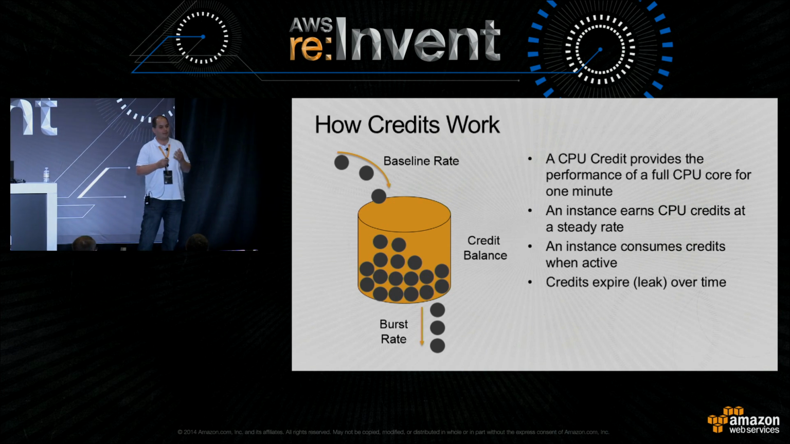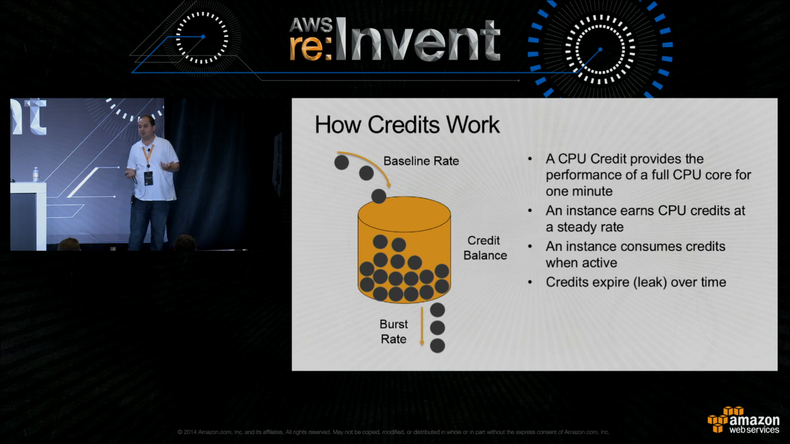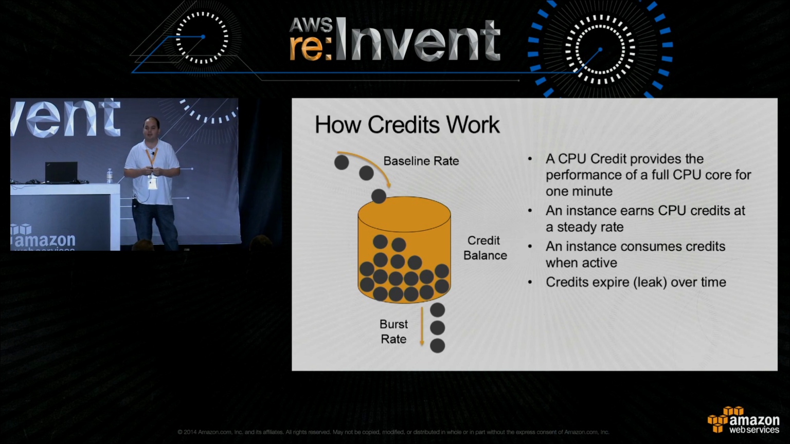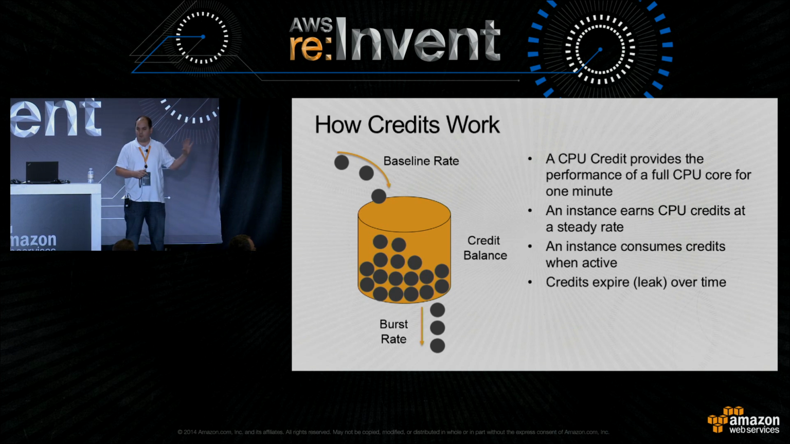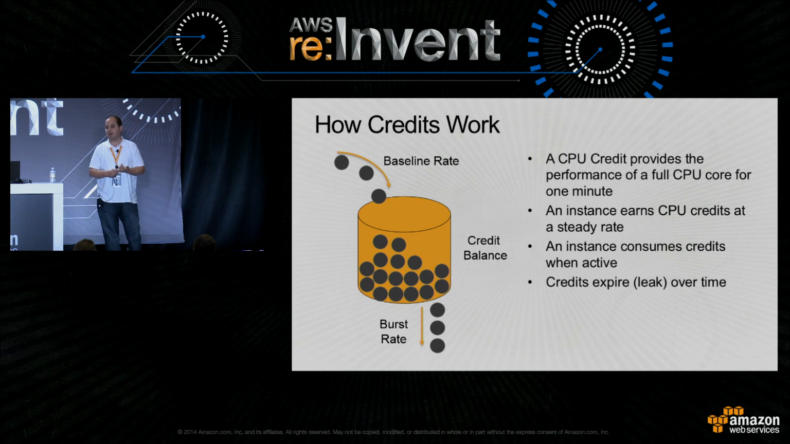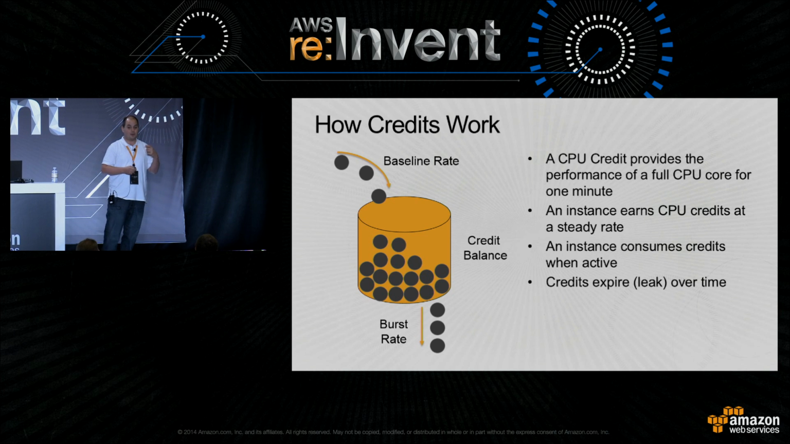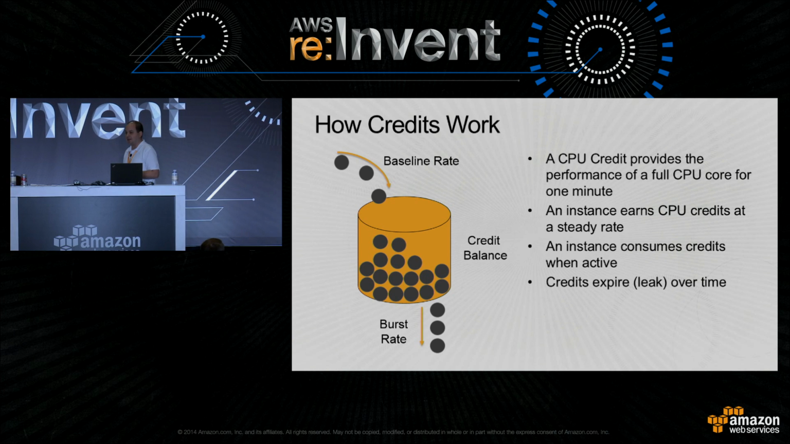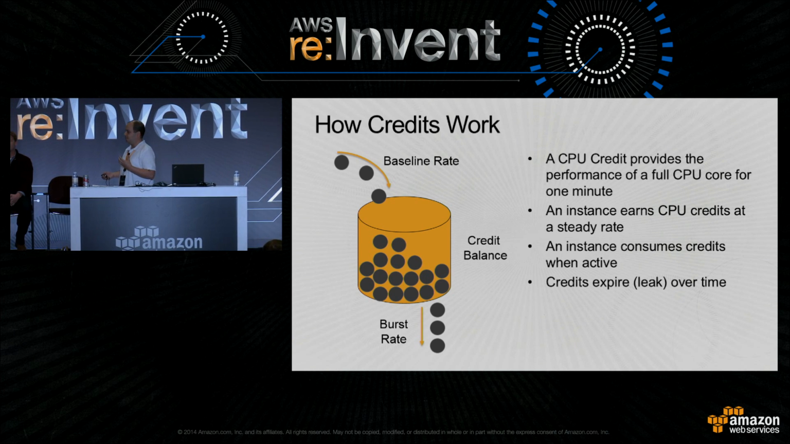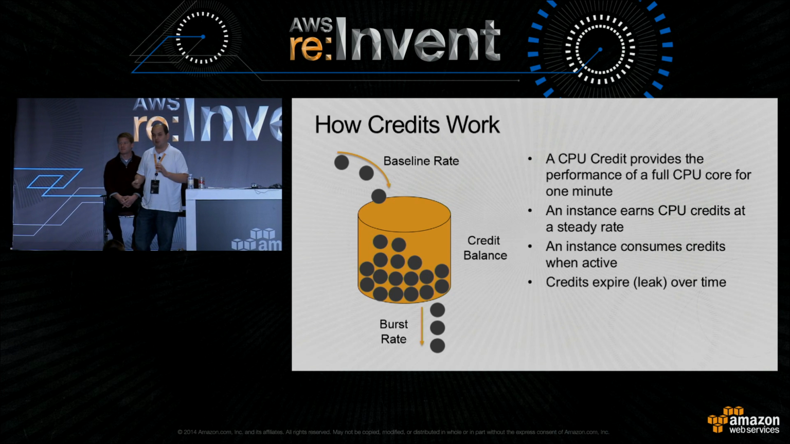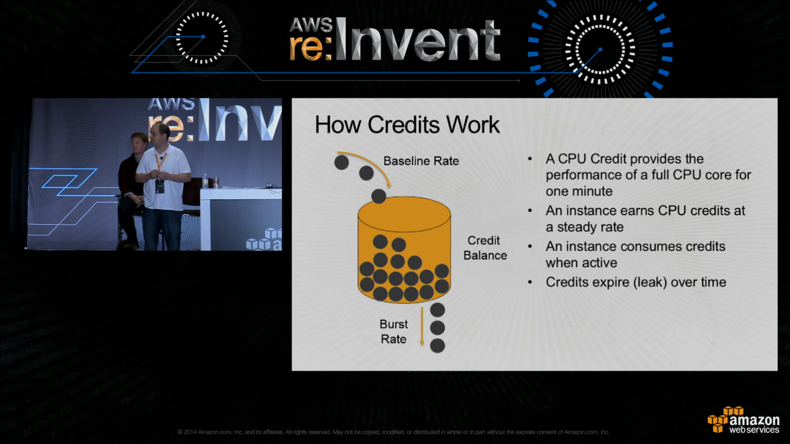So the first characteristic dimension of our credit bucket implementation is the fill rate, or the baseline rate. So on the T2 micro, it earns at a rate of 6 credits per CPU hour. So for every hour you're running, you essentially put 6 balls into the bucket. And we call this the baseline performance. And we've very carefully thought through this baseline performance to make sure that it was a good level of performance for a lot of workloads.